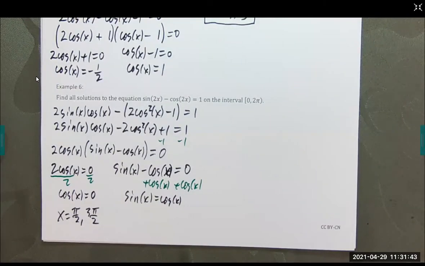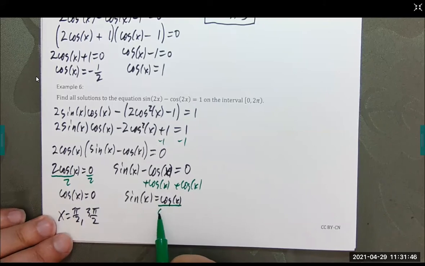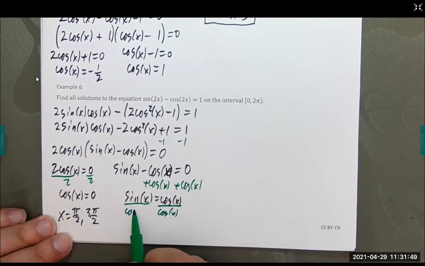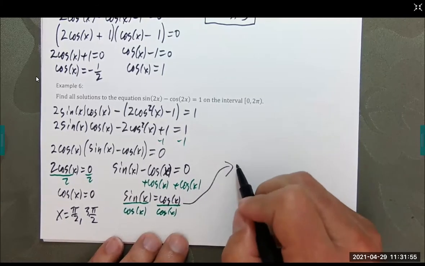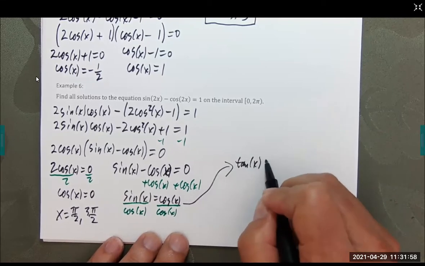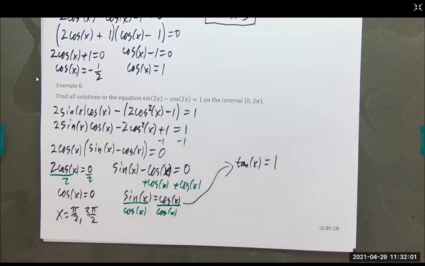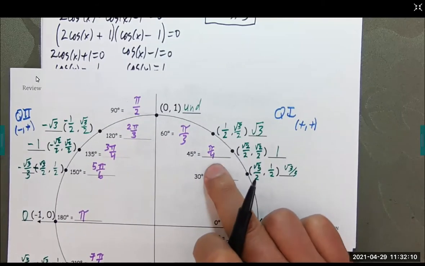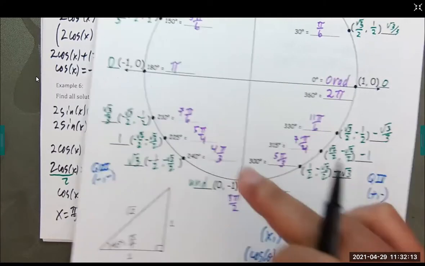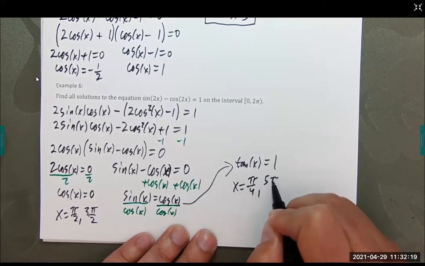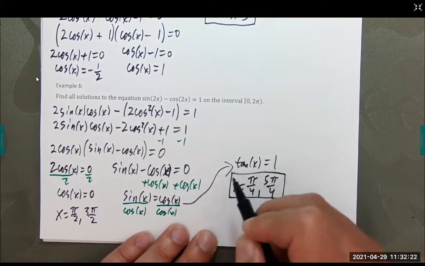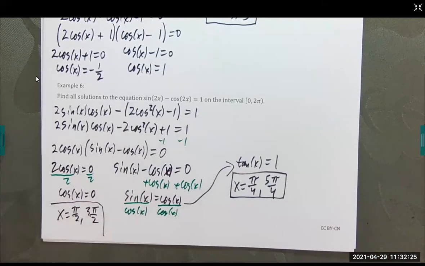Now this one is a little tricky. What I'm going to do is divide both sides by the cosine of x. That is going to give me, bring this over here, sine over cosine is tangent of x equals cosine over cosine, which is 1. Tangent is positive in quadrants 1 and 3. And this is equal to 1 at pi over 4 and 5 pi over 4. So in this case, there are 4 solutions.